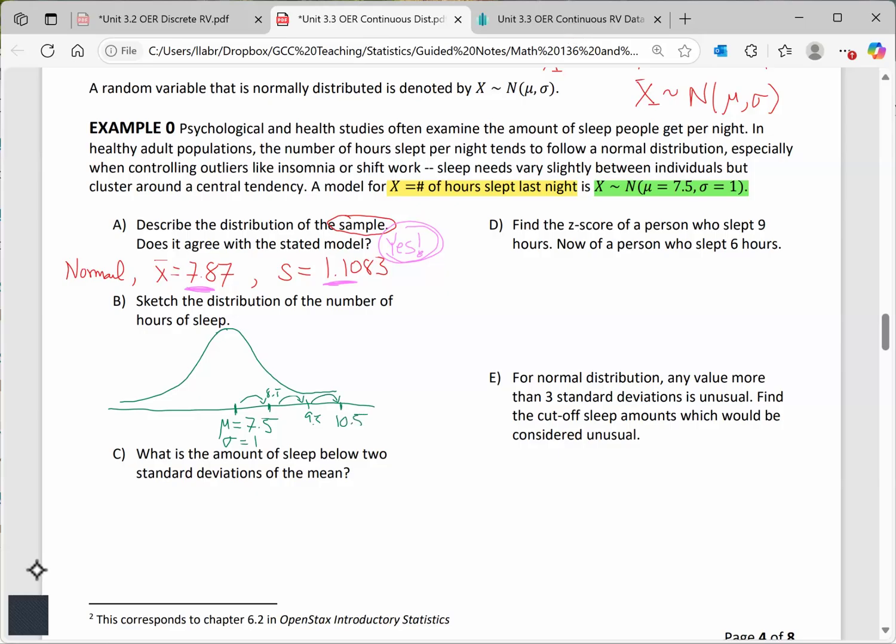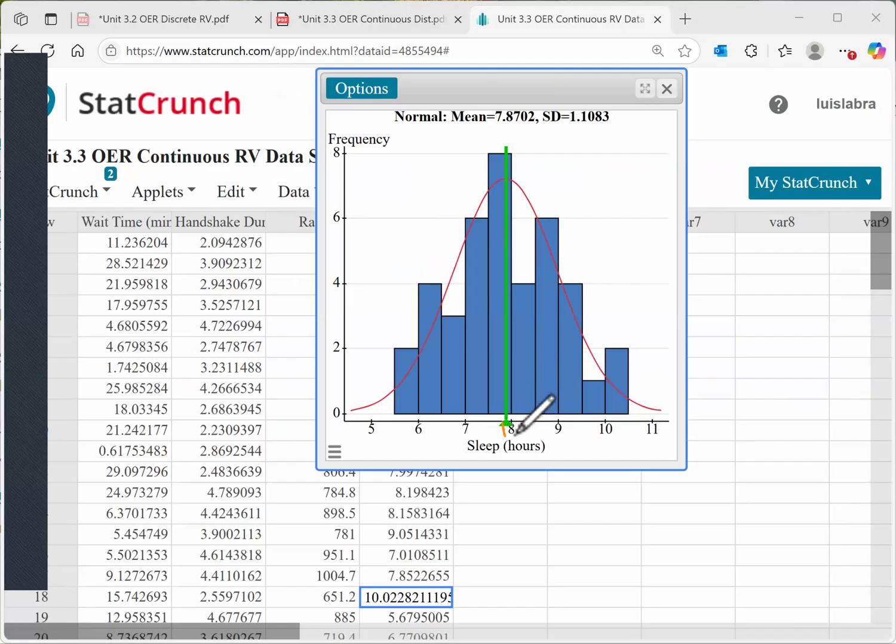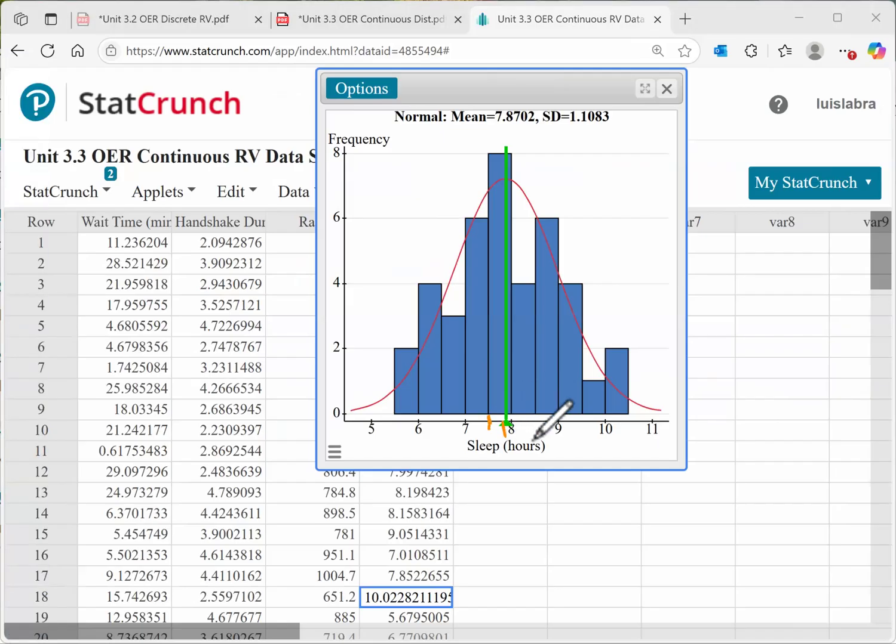So let's mark it and see how this agrees with that statement. If my center is roughly, right, the theoretical center is 7.5, and I go 1 standard deviation, that's 8.5, go another standard deviation, that's 9.5, go 1 more, that's 10.5. And remember that the empirical rule says, so 3 to the left, that would take me to 6.5, 5.5, and 4.5.